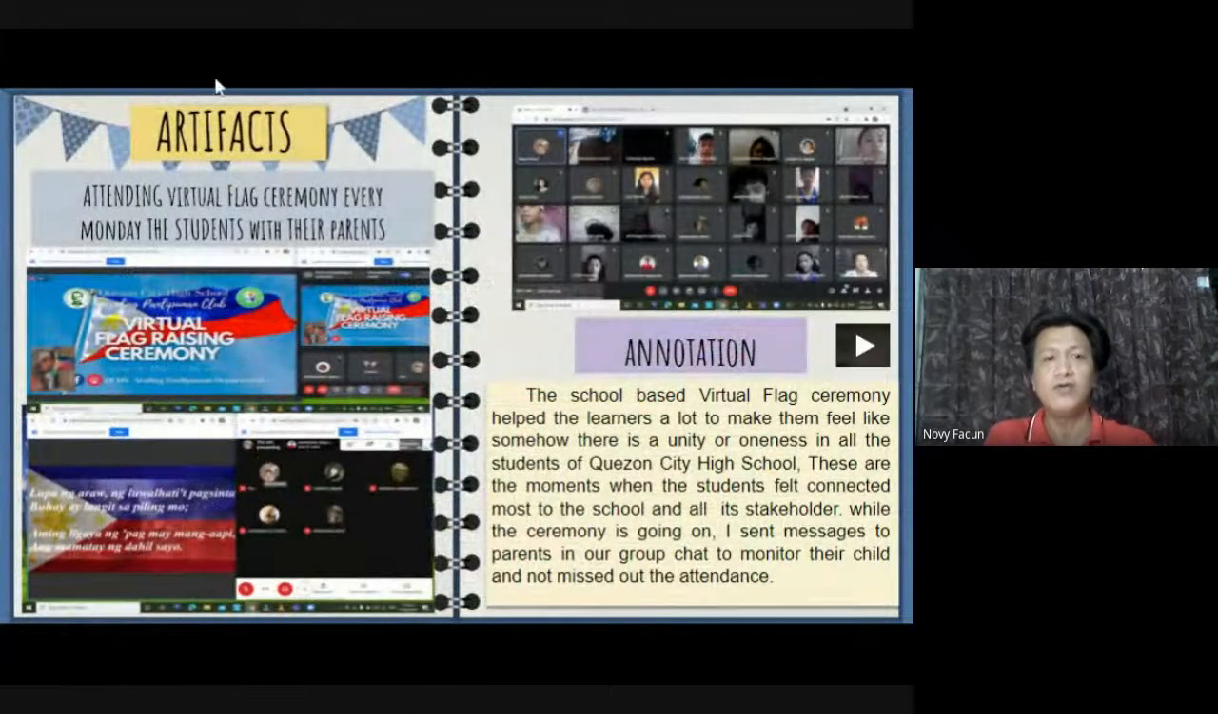Okay. And of course, this is attending virtual flag ceremony. No? So every Monday morning, meron kaming virtual flag ceremony. This school-based virtual flag ceremony helps the learners a lot to make them feel like somehow there is a unity or oneness. Kailangan kahit nasa virtual tayo, maramdaman nila yung pagkakaroon pa rin ng flag ceremony, parang nasa school pa rin sila. No?